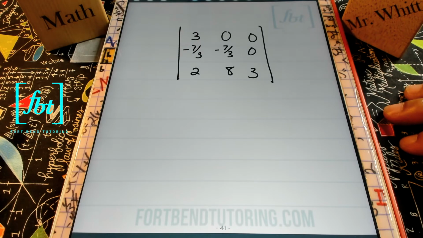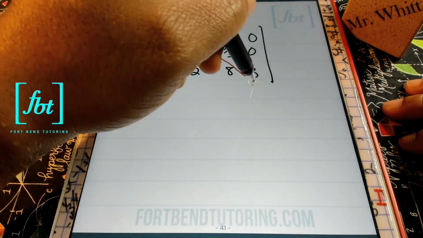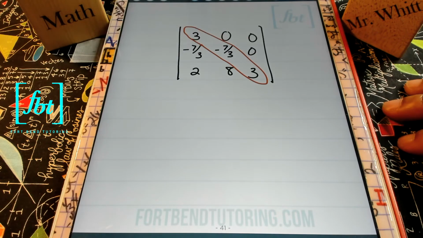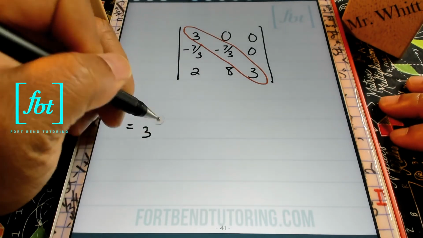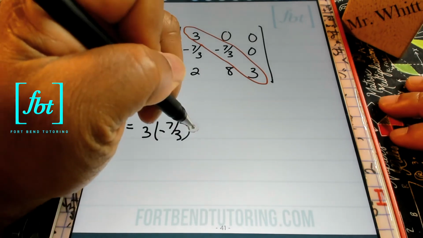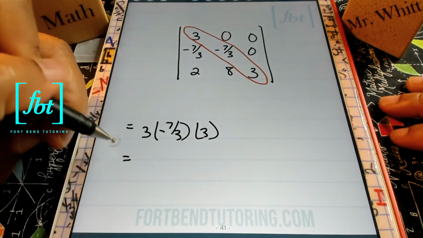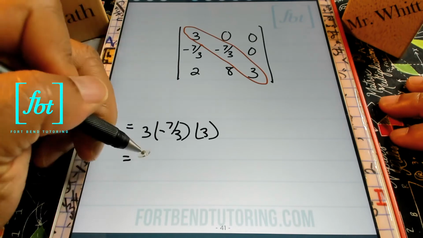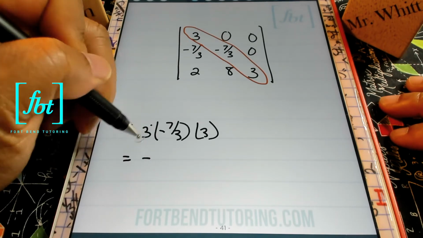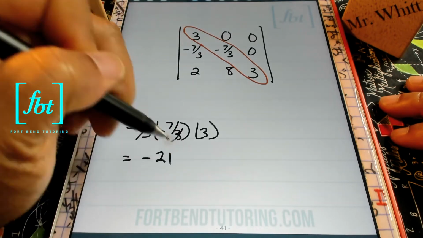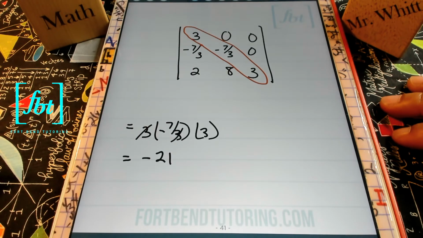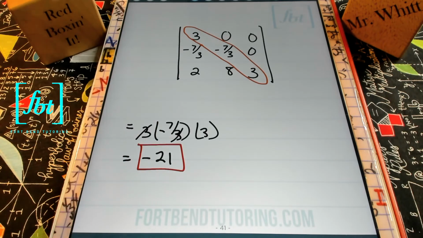And with your newfound triangular matrix, you just need to multiply the elements in the main diagonal. This means that our determinant is going to be the product of 3 times negative 7/3 times 3. We know that when you have an odd number of negative signs, the result will be negative, and these 3s right here will cancel out. So you'll have 7 times 3 to give you negative 21 as your final answer. Red box it. That was problem number 9.